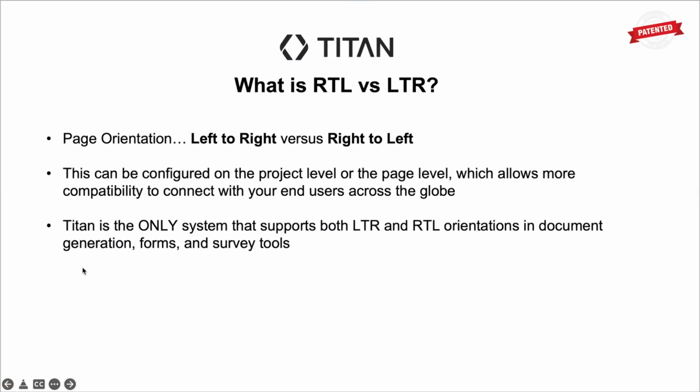There are 2 reasons why this is very important for companies. One, it's because we have people all over the globe who do not use left to right orientations and who prefer to read right to left. So this gives you an option to serve your customers across the globe by giving them the experience that they are used to. And Titan is the only system that supports both left to right and right to left orientations in document generation, forms, survey tools, and e-signatures.